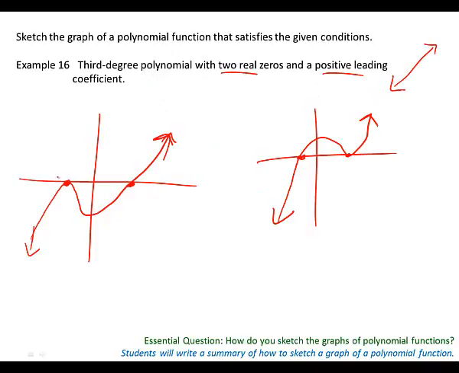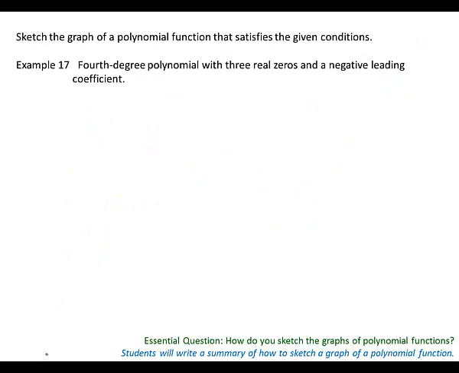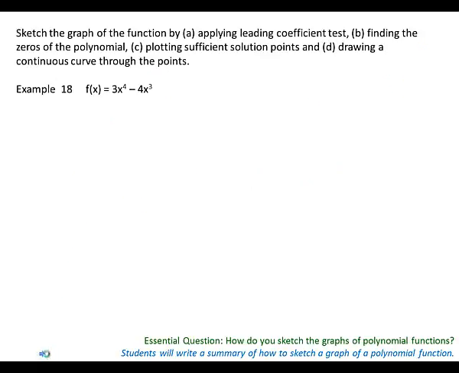Okay. Typically the number of humps that it has is 1 less than the degree too. That's another way to kind of tell. Okay, so third degree, 2 humps is 1 less than the degree. Okay? All right, we're going to skip 17, we're going to skip 18 and do 19.